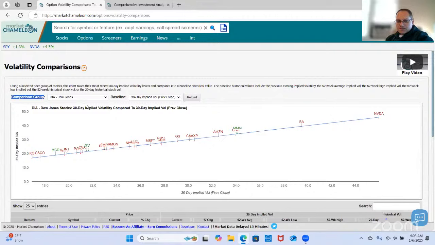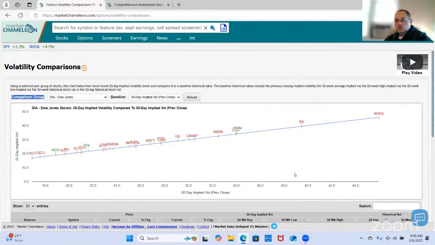Now, here, let's just see what this first default screen is showing us and what we can learn from it. So we know that we have stocks that are all in the Dow Jones 30.